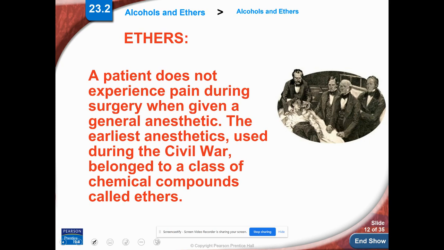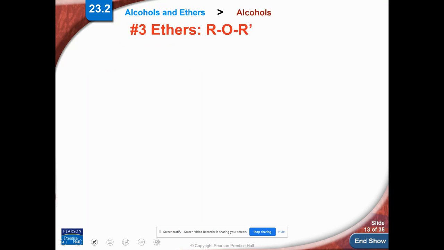All right, so ethers. A patient does not experience pain during surgery when given a general anesthetic. We had anesthetics as early as the Civil War. Sorry for all those people who had to endure medical procedures prior to anesthesia. But all anesthesia belongs to a class of chemical compounds called ethers. Those were the first anesthesias.